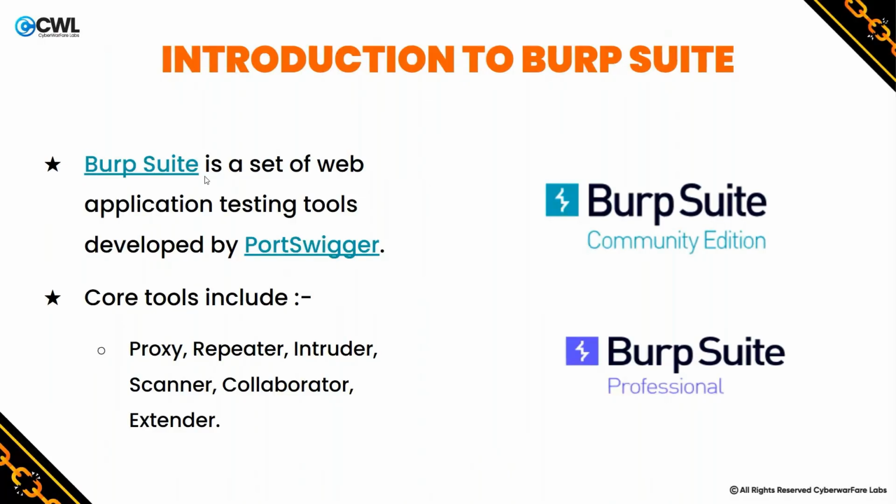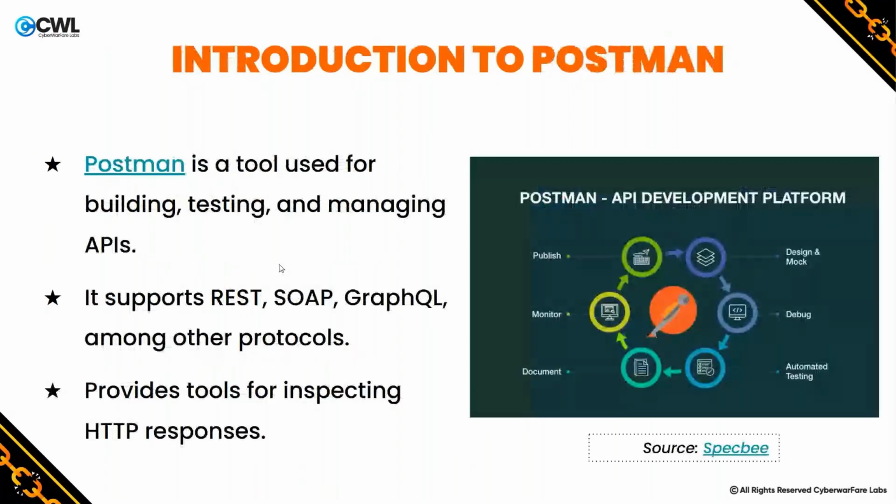The next tool we look into is Postman. Essentially, it is not a pen testing tool per se, but it is used in pen testing scenarios. The reason is that Postman has a wholesome environment for creating and testing APIs. It supports almost all of the API protocols, be it REST, SOAP, GraphQL, and many others. It also has some good tools which allow us to inspect the HTTP responses.